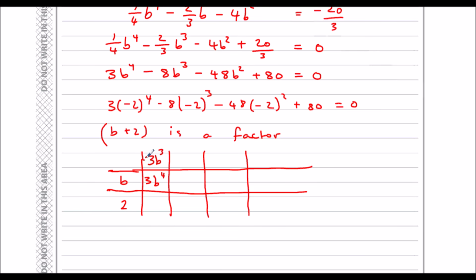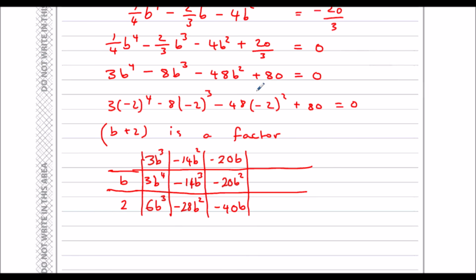And then 3b cubed times 2 is 6b cubed. We want negative 8b cubed. So we need to take away 14b cubed. B times what makes negative 14b cubed? That's negative 14b squared. 2 times negative 14b squared is negative 28b squared. We want negative 48b squared. So we need to take off another 20b squareds. What do you have to multiply b by to get negative 20b squared? It's negative 20b. 2 times negative 20b is negative 40b.